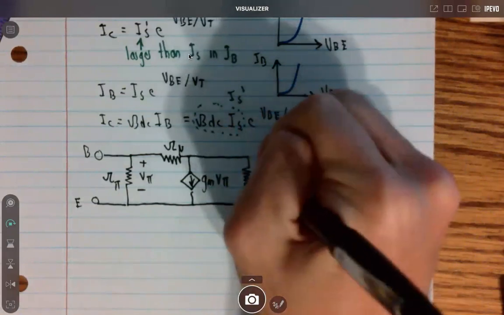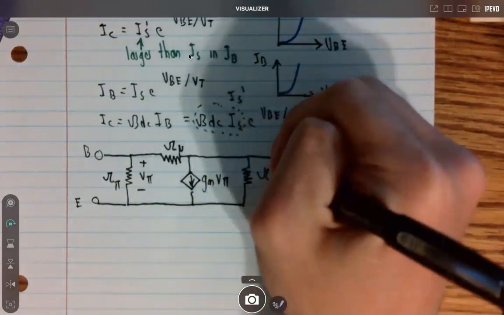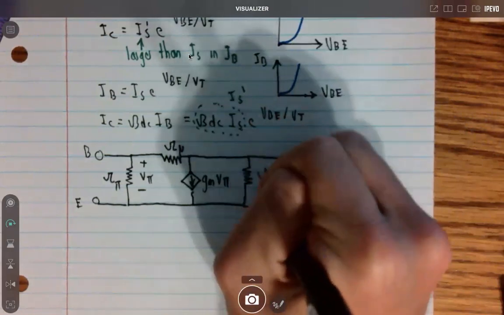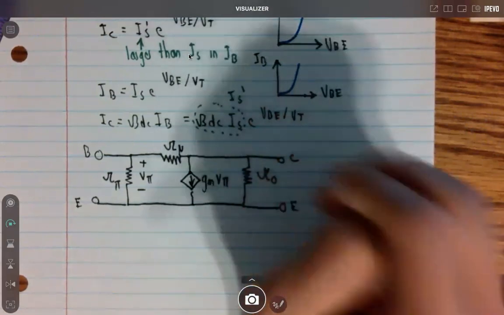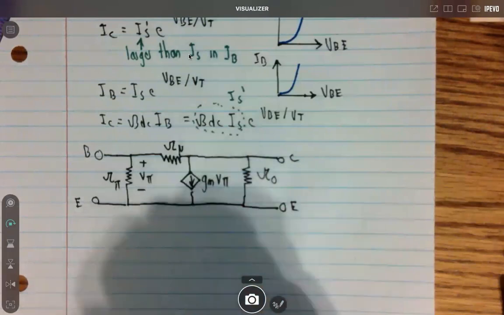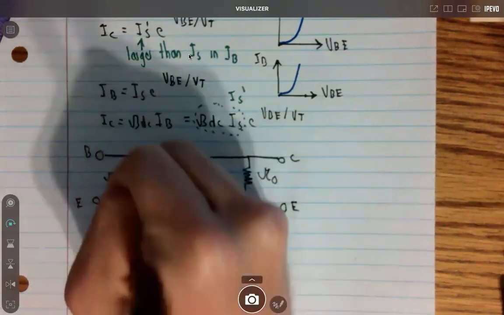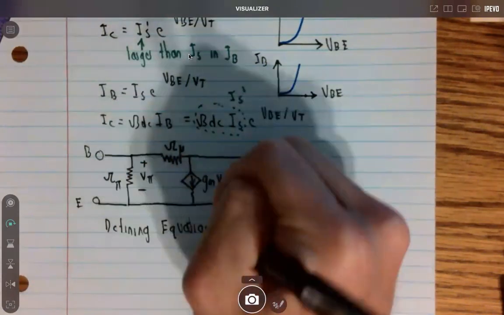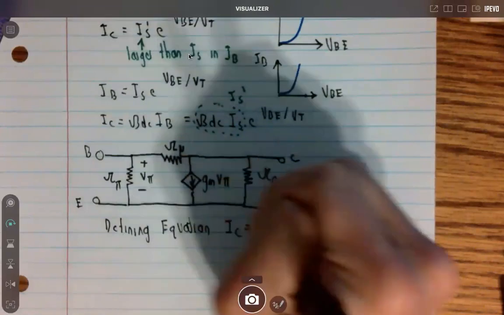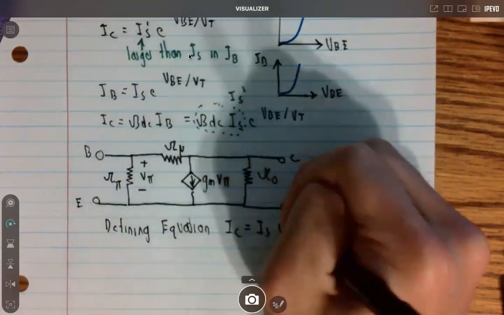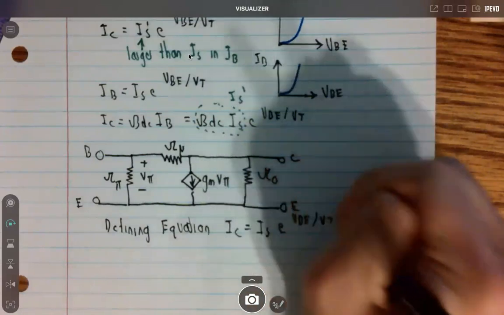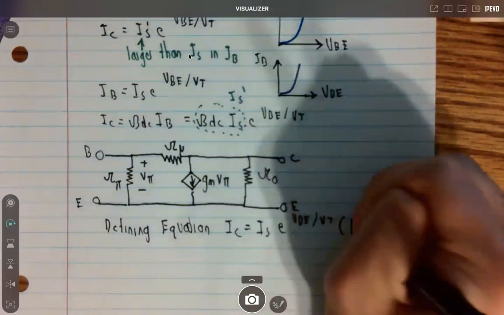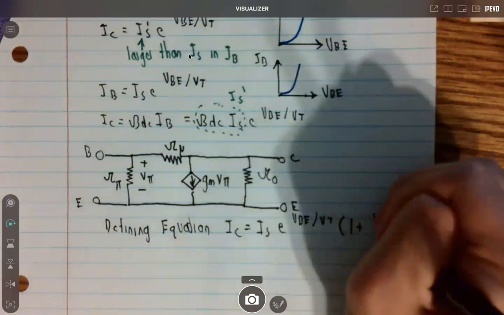It's going to be R naught. And then here we have our collector terminal, and we still have our emitter since it's sharing the same node. Then what we're going to do is we have a defining equation. So basically our defining equation here is for IC, and it's equal to IS e^(VBE over VT) times 1 plus VCE all over VA.